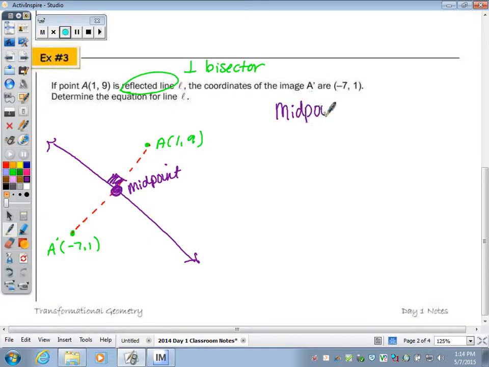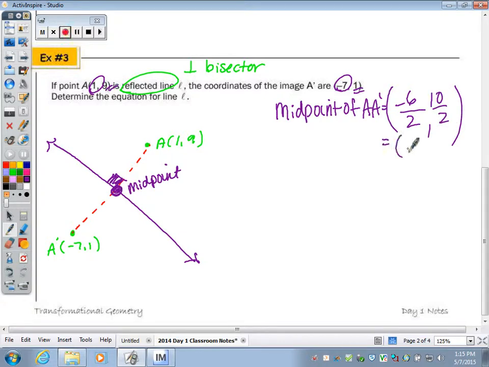But if I find the midpoint of A prime, that's the average of the x's and the y's. So if I add negative 7 and 1, we get negative 6 over 2. Add the 1 and the 9, we've got 10 over 2. So the midpoint is negative 3, 5. So the coordinates here are negative 3, 5.